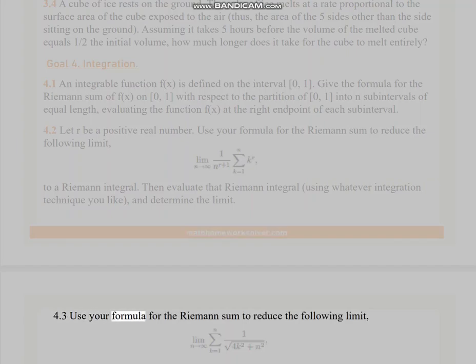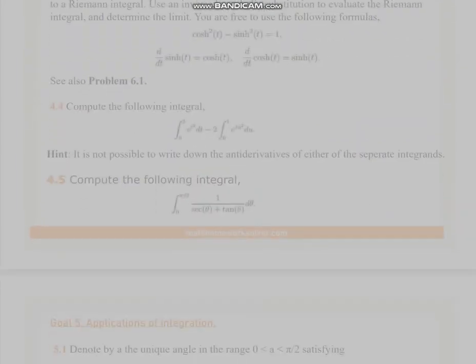4.3 Use your formula for the Riemann sum to reduce the following limit to a Riemann integral. Use an inverse hyperbolic substitution to evaluate the Riemann integral and determine the limit. You are free to use the following formulas. See also problem 6.1. 4.4 Compute the following integral.